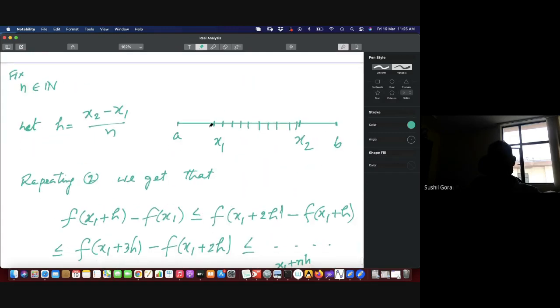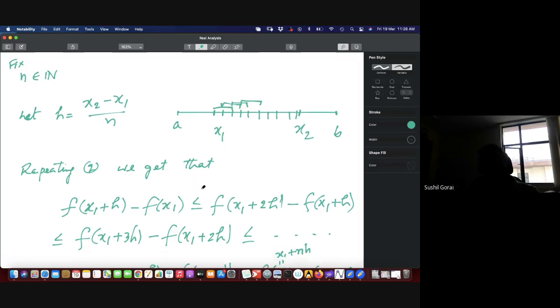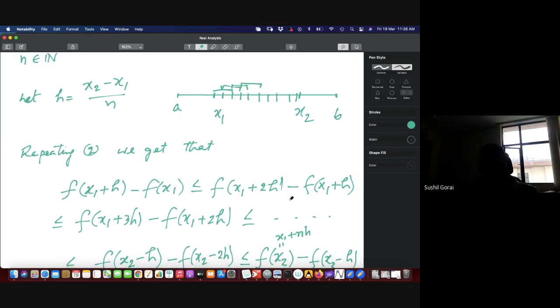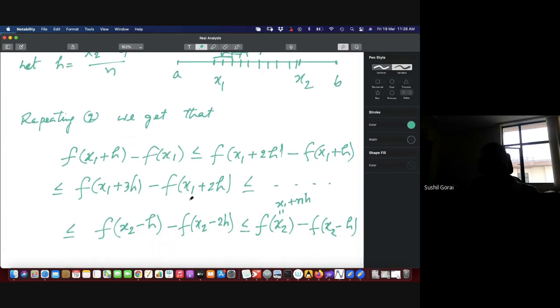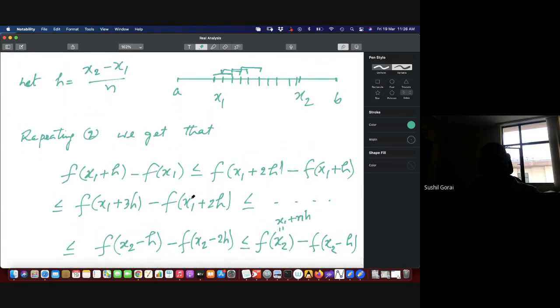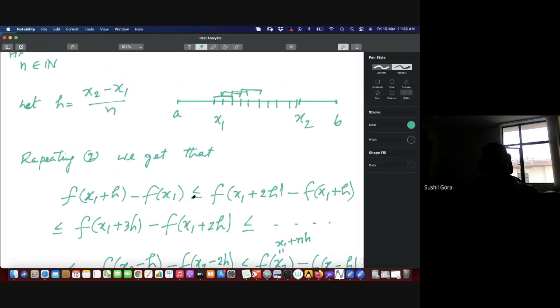So what we did, we divide each term and we consider 3 together, and then this 3 together, and then this 3 together, and so on. Right? Then we get each of the inequalities.